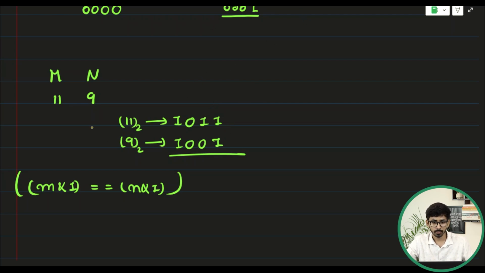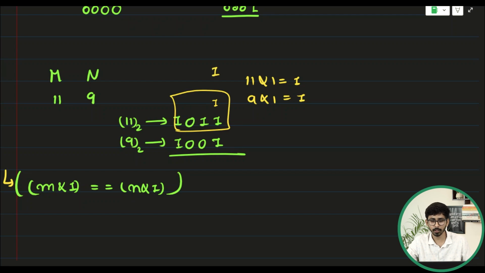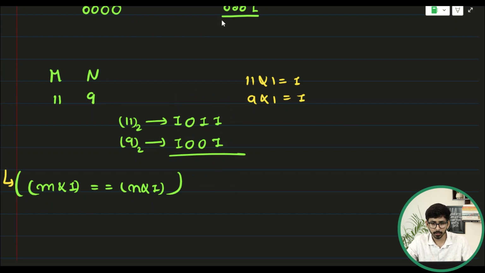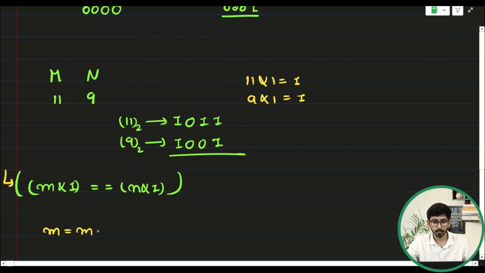So I'll check m and 1, so basically 11 and 1 and 9 and 1, what do you think will be the value? It will be 1, for both of them. You can observe over here, AND with 1 gives you 1, and the AND operation with this one will also give you 1. So the output comes out to be 1 in both, both the bits are the same. So I will do the right shift: m is equal to m right shift by 1 and n is equal to n right shift by 1.